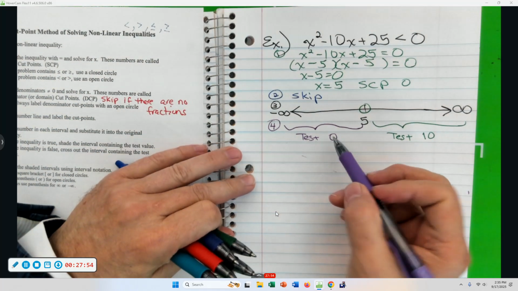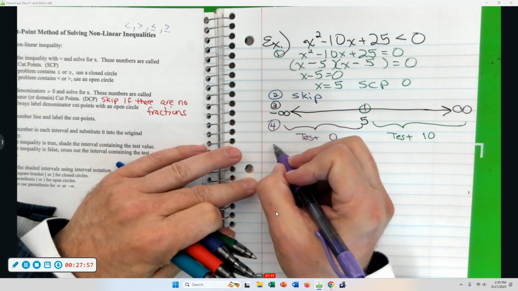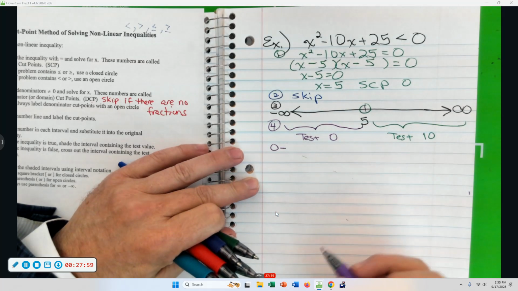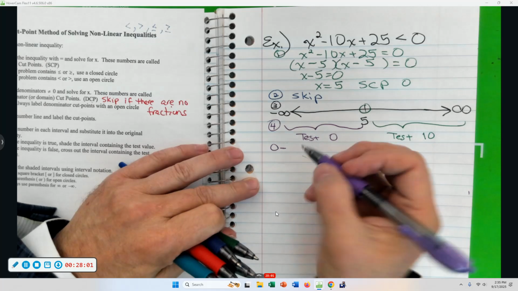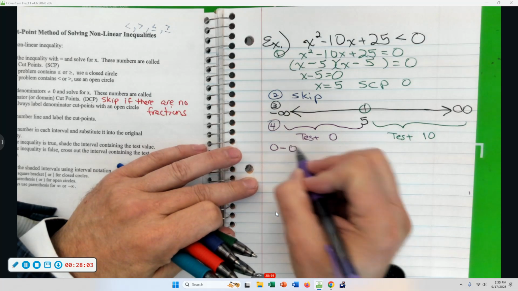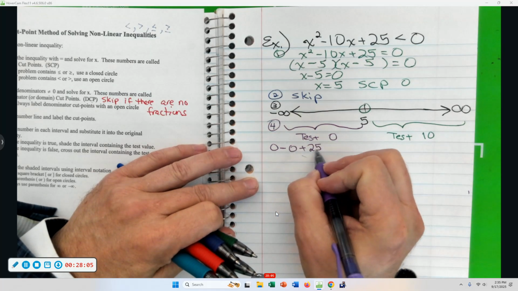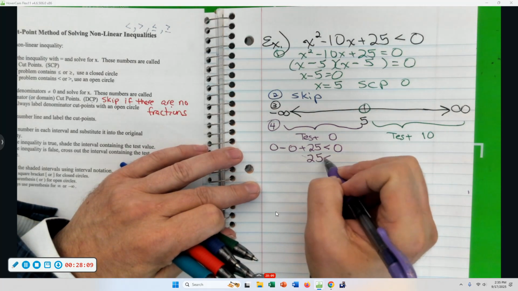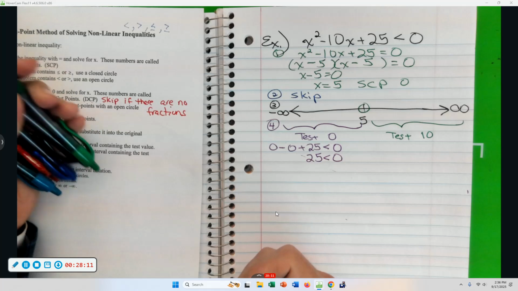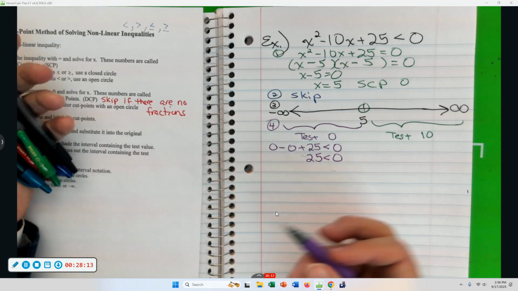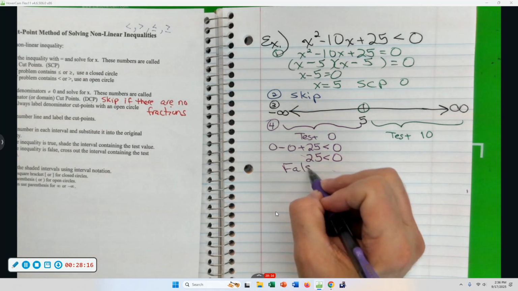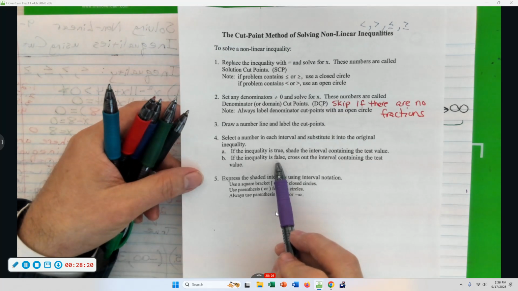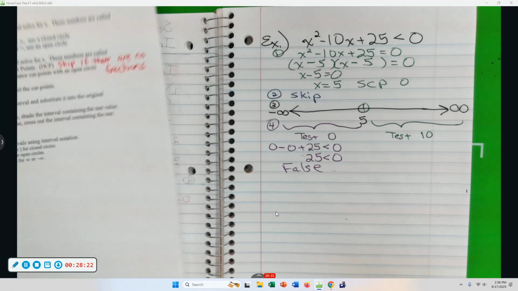Plugging in a 0. 0 squared is 0 minus 10 times 0 is 0 plus 25 is less than 0. 25 is less than 0. True or false? False. If the inequality is false, what are we going to do to that interval? Cross it out. Good.